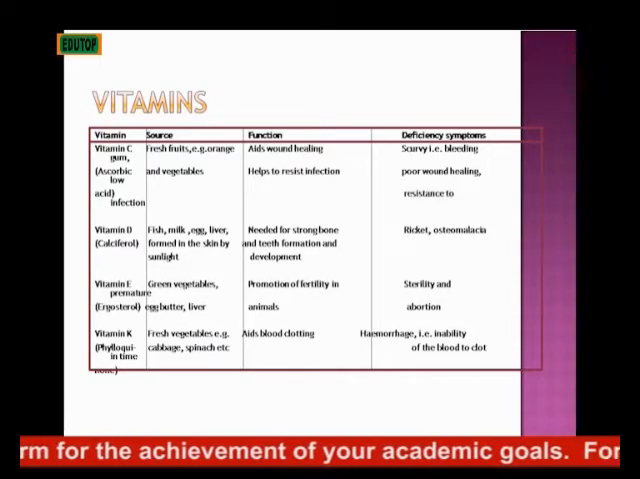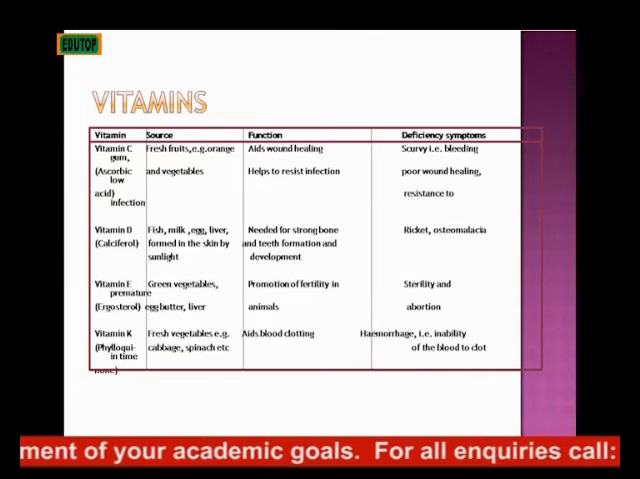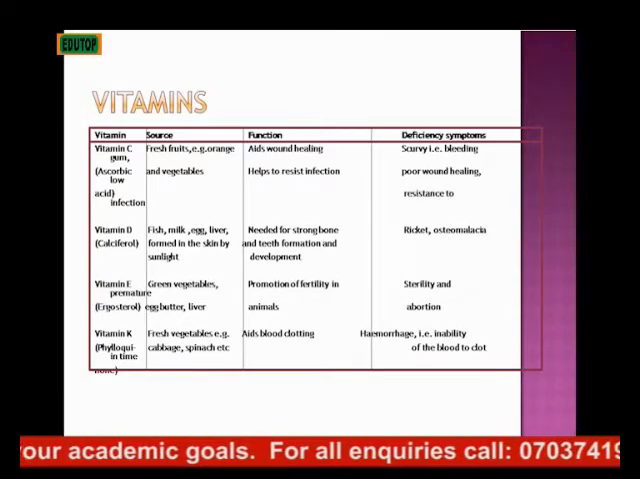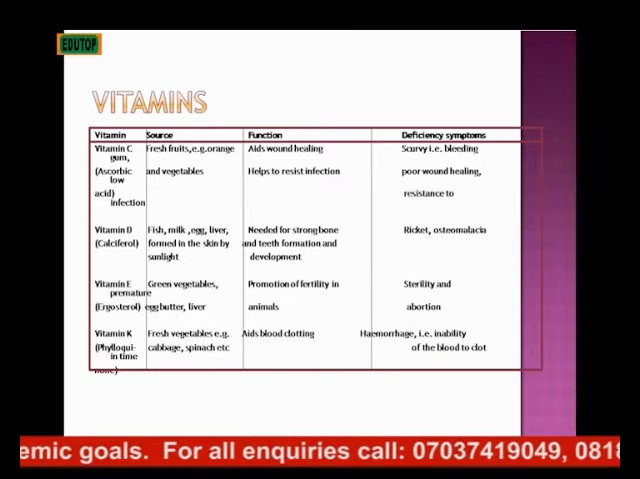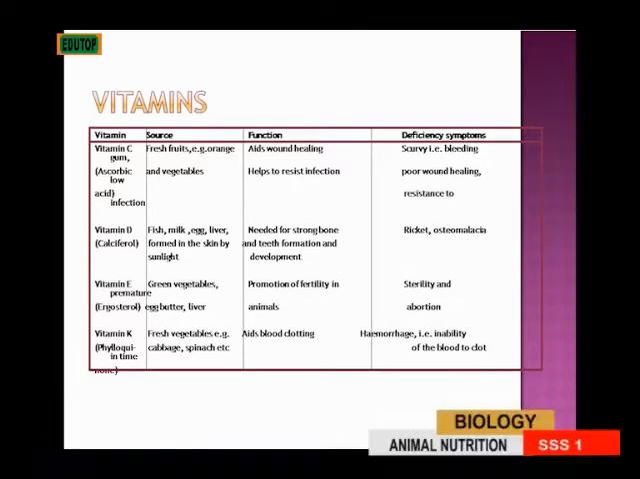But when it is deficient in the body, you have what is called hemorrhage. That is, inability of the blood to clot. When somebody gets injured, in case of an accident, the blood does not clot on time, the person keeps losing blood. That is a condition called hemorrhage.